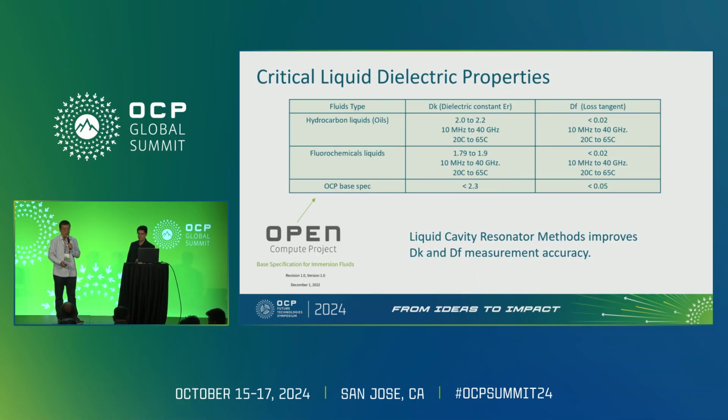First is to understand the dielectric performance of most of the liquids. So we have updated this table. This is not a spec, but rather an update of the values. Why do we update? Because the industry has improved the measurement accuracy. It's called the liquid cavity resonator method. It's the same method people use to measure PCB dielectric material. It's very reliable, so we are happy to update this table for the industry to look into.